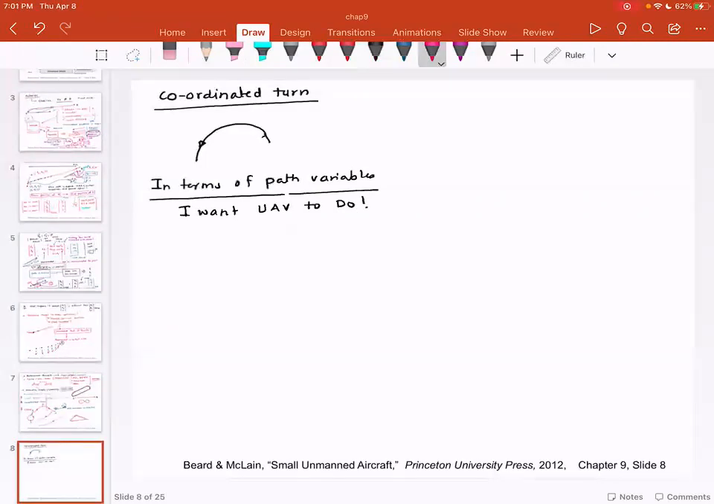I want the UAV to maintain a certain chi dot equal to g divided by Vg tan phi cosine of chi minus psi. Once again, this is roll, this is yaw. But what I want the UAV to do is maintain this coordinated turn condition.